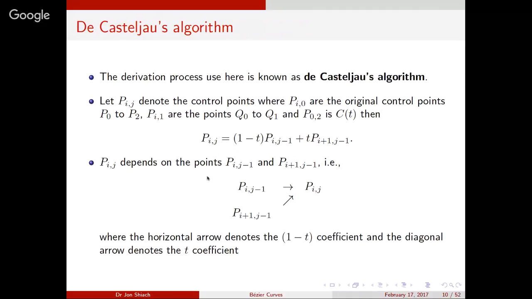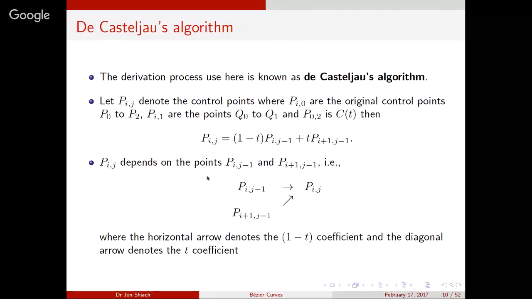So P_i0 are your initial control points, P_i1 are your Q values, and P_02 is your value on the curve. And this is the algorithm. Think of the i and j notation as being a matrix. So i goes down, so these are your control points going down, and going across is your level. With a quadratic, you've just got P, Q, and your curve.